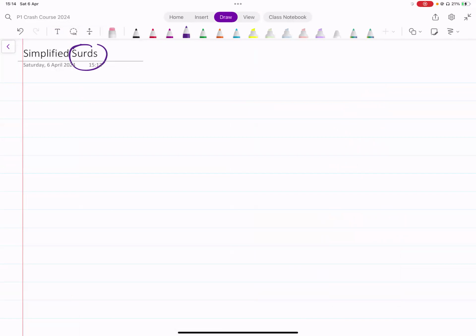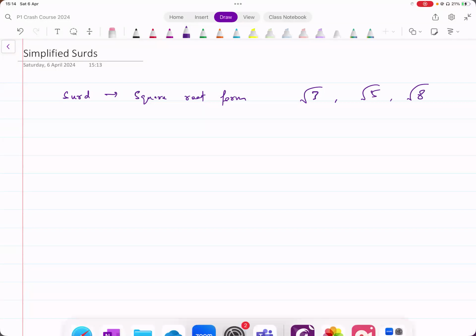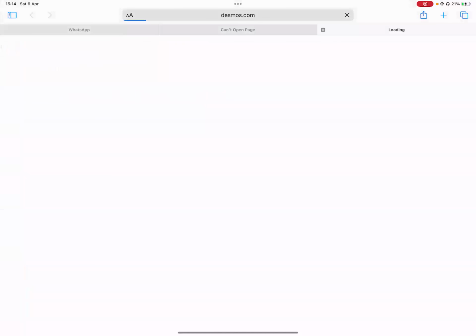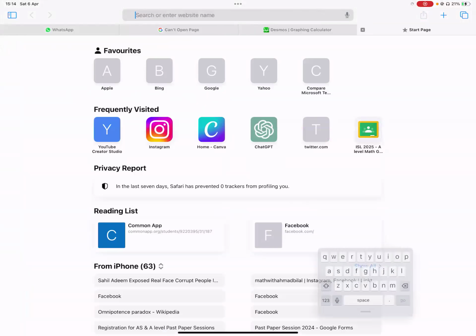Now, first of all, what is a surd? Surd is basically square root. Surd basically means square root form. So something like this: square root of 3, square root of 5, square root of 8, right? These are called surds. That's another name for this. All right. In fact, I think it includes cube root, etc. as well, not just square root. Let me just confirm this.